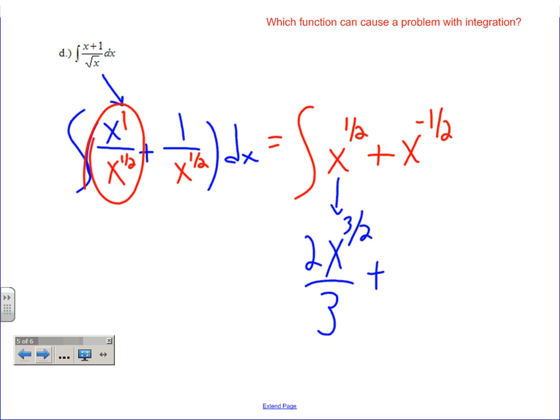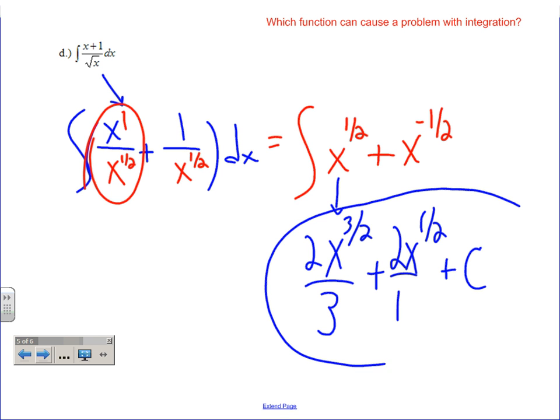Plus. Now this is where a lot of people will make a mistake on this one. X to the, very good, 1/2. But then it's dividing by 1/2, which is the same as multiplying by 2. That's much less scary than it looked like at the original.